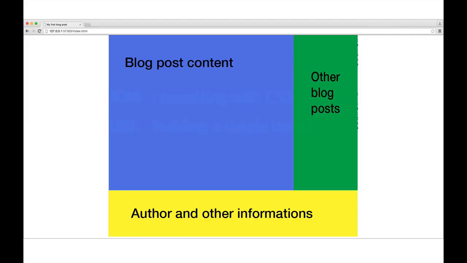Now that we know how the box model works, let's build a simple layout for our blog page. This is where all the fun begins. We want a layout just like this one. So we want a box with our main content, a box for the author info, and a box to show what other blog posts are on our blog.